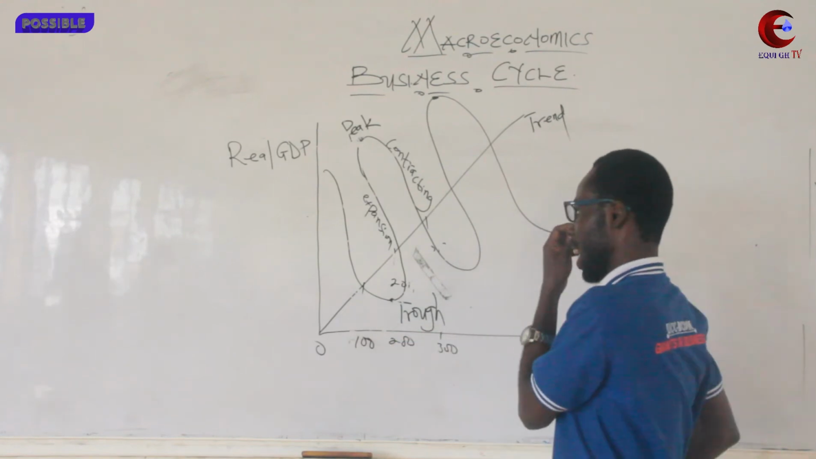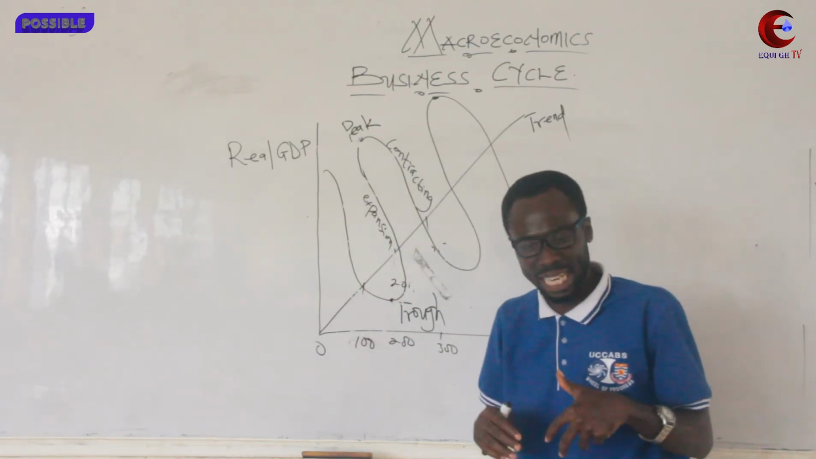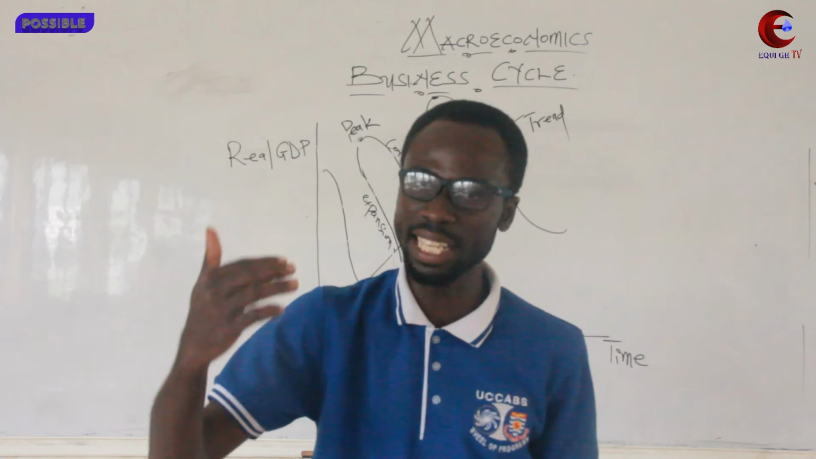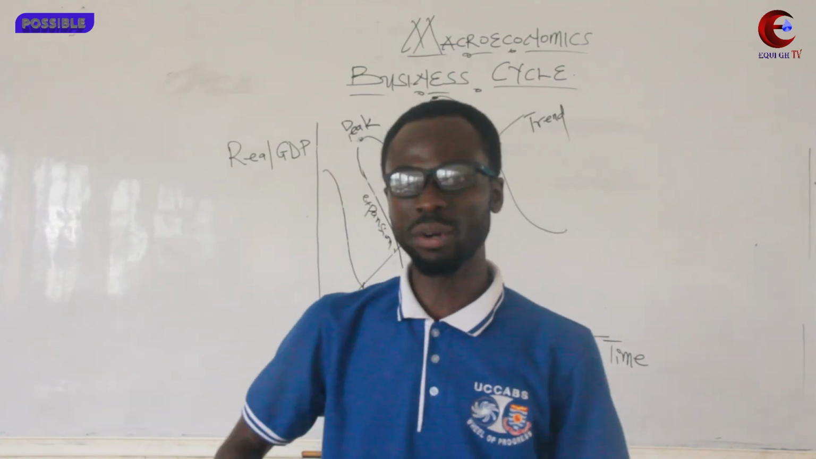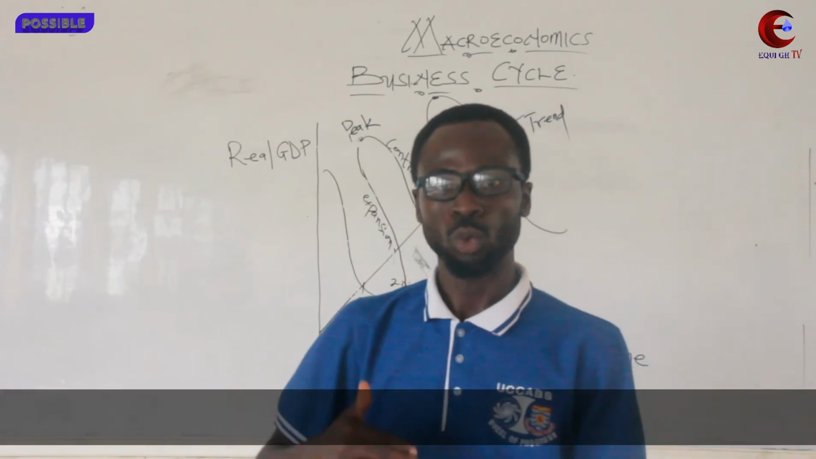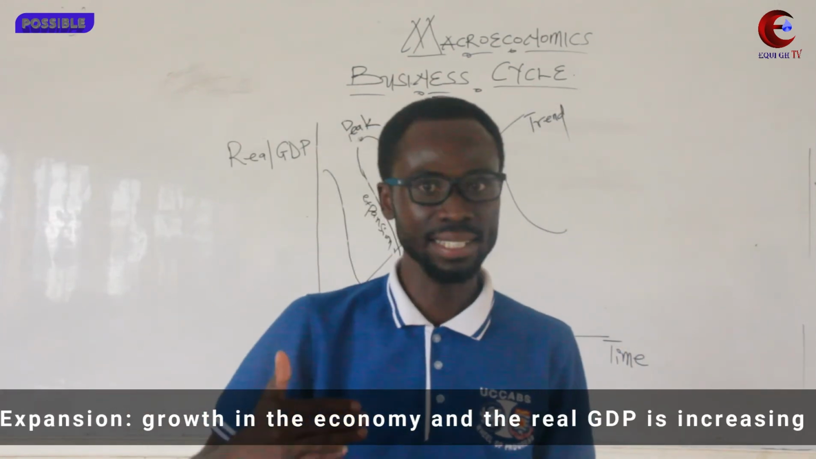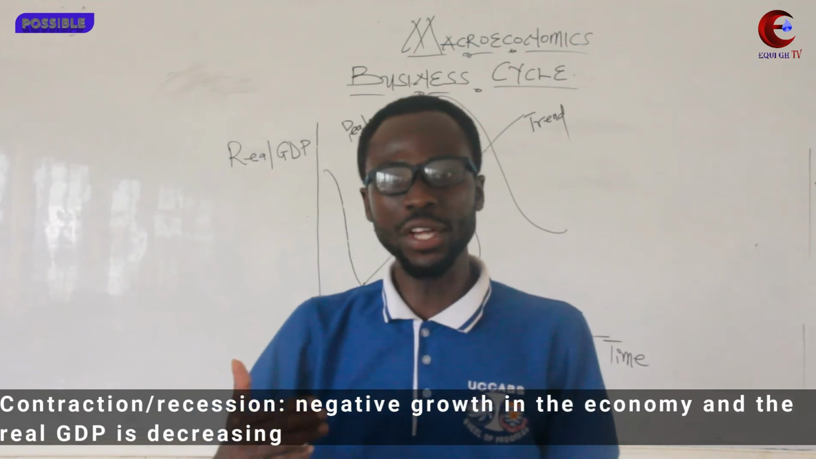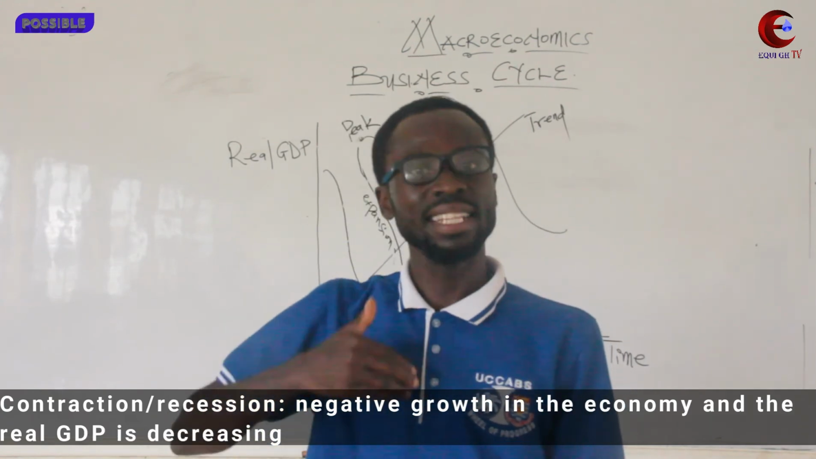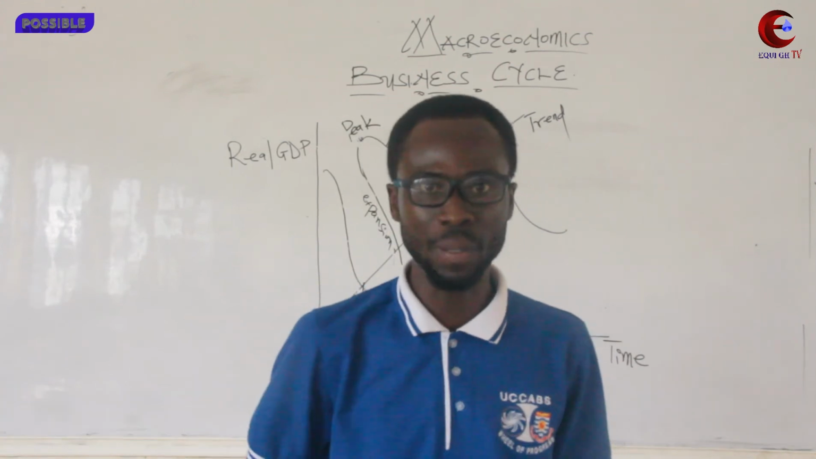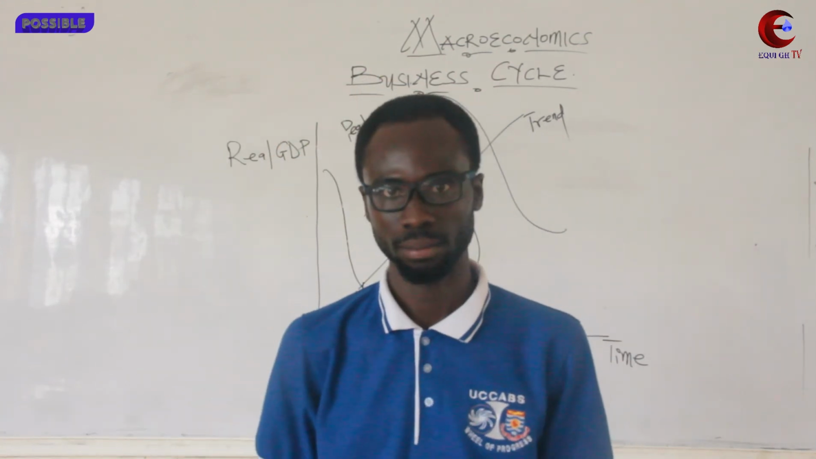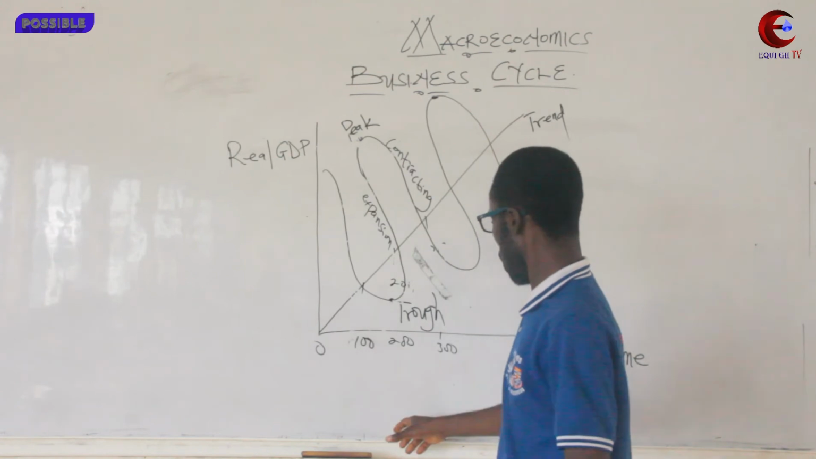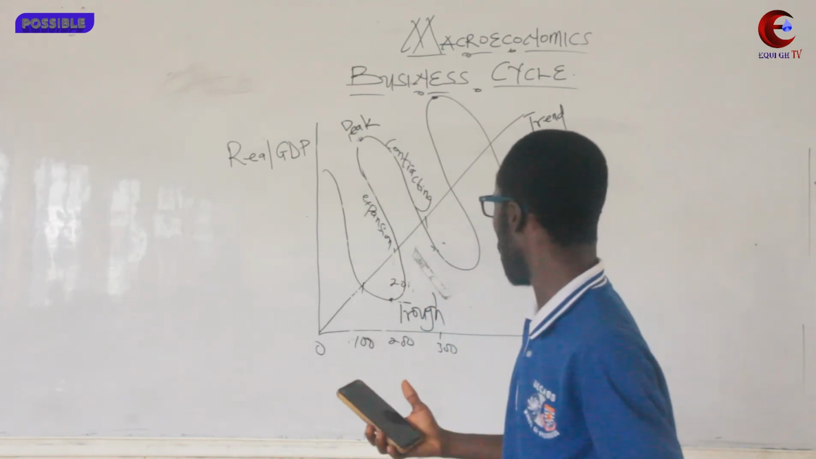I've explained them. And then expansion, when you talk about expansion, it means that there is a positive growth in the real GDP. The real GDP is increasing. And then we have contraction or recession. When you hear recession in the economy, it means that there is a negative growth in the real GDP. The real GDP is decreasing. That's it. Nice one.